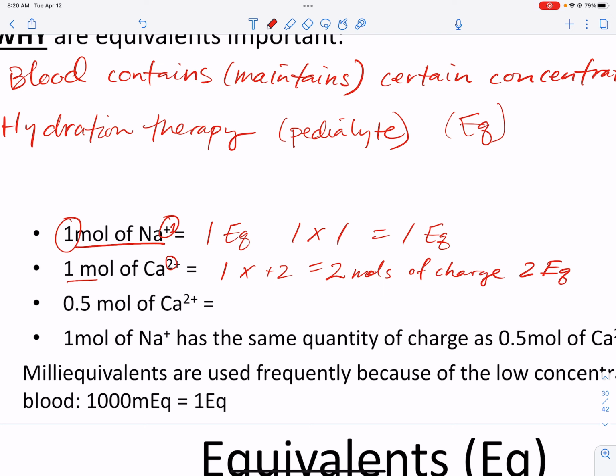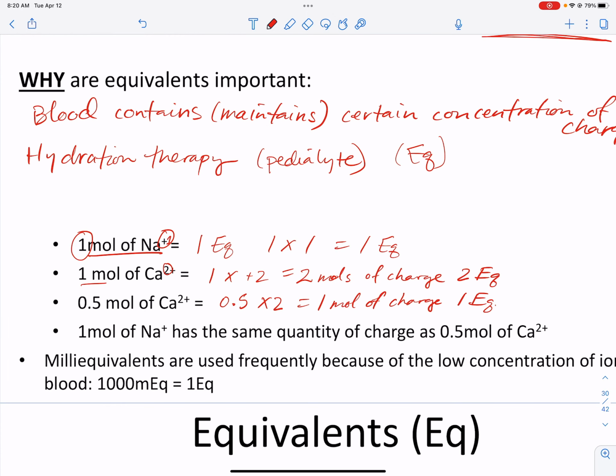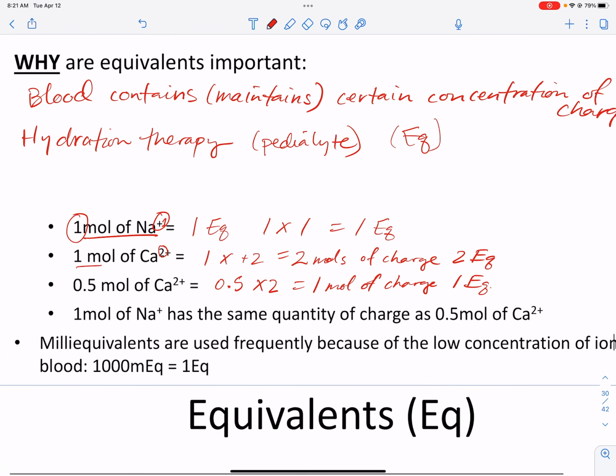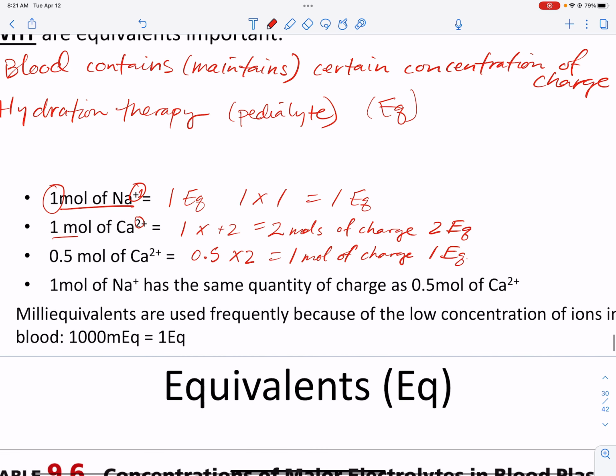What if I have half a mole of calcium ions? Well, then I'll take 0.5 moles, times 2, which means I have 1 mole of charge. So I have 1 equivalent. Hopefully that's not some terrible math. Hopefully that's pretty easy. But it is sometimes an uncomfortable idea for students to talk about a mole of charge. But I want to summarize right here. You may notice 1 mole of sodium ions has the same quantity of charge as half a mole of calcium. Why? Because the charge is double on calcium, so you only need half as much of it to give you the same number of equivalents.